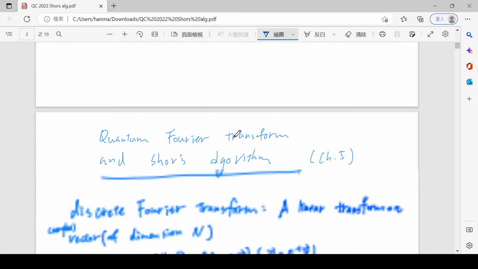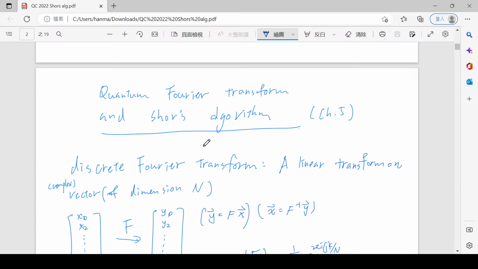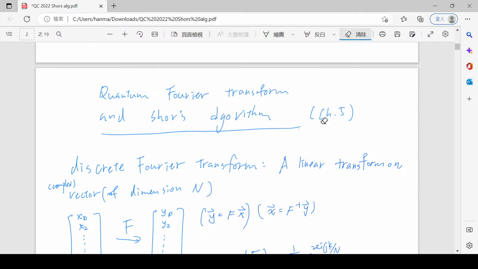But before we go into this very cool application, we need to talk more math. So we're going to talk about chapter 5 of the book. Let me change the color to green. This is chapter 5 of the book, and it starts with the quantum Fourier transform, which is the central part of Shor's factoring algorithm.